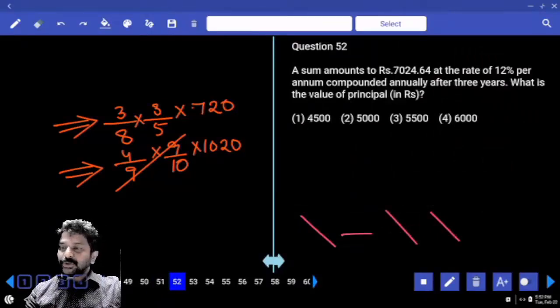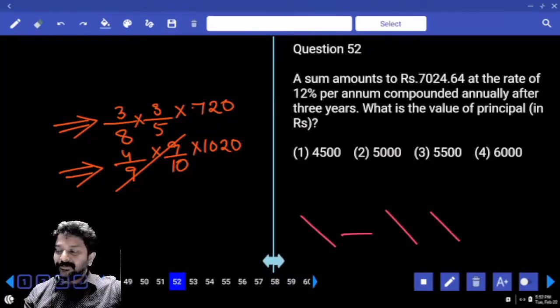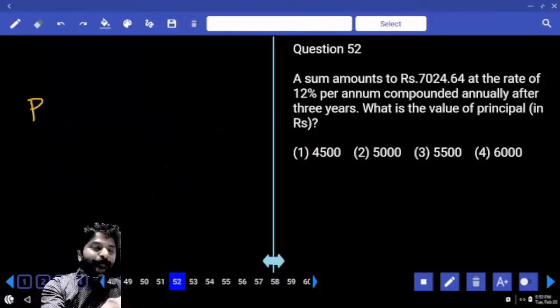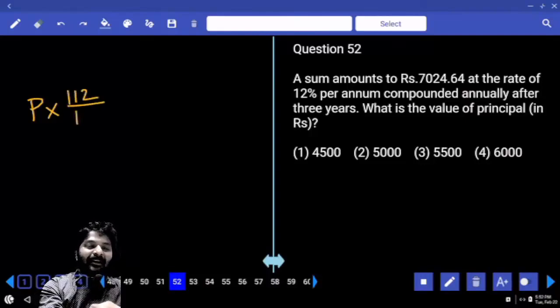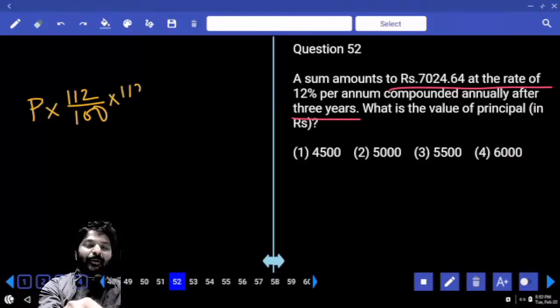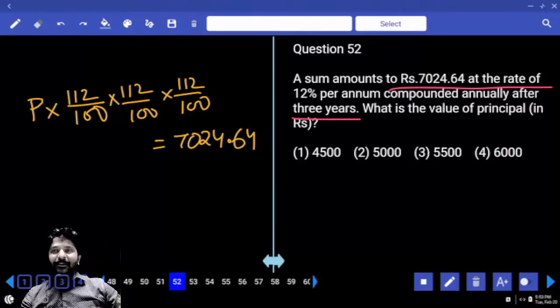Next. A sum amounts to 7024.64 at the rate of 12% per annum compounded annually after 3 years. What is the value of the principal? Okay. So now, if your principal is P at the rate of 12% per annum, the amount after 1 year is 112 by 100. Like this, it is given for how many years? 3 years. That means P into 112 by 100 into 112 by 100 into 112 by 100 is equal to 7024.64. We need to solve the equation and get the value of P, which is a time-taking method.